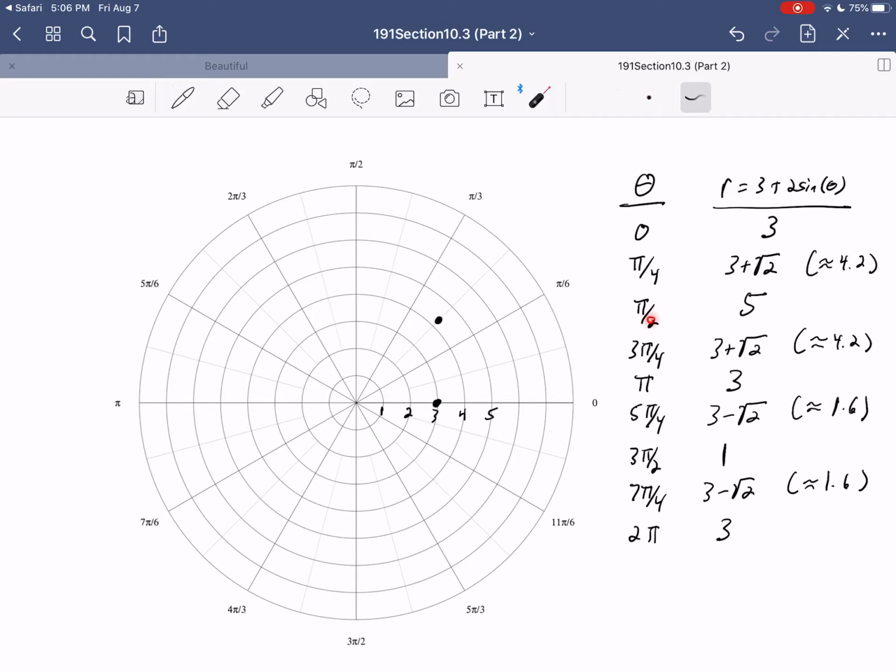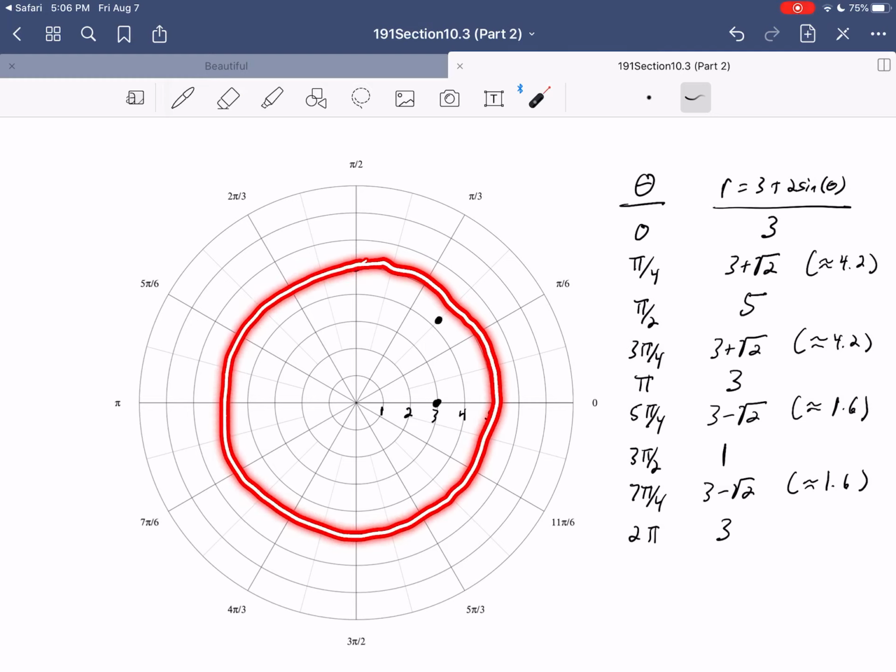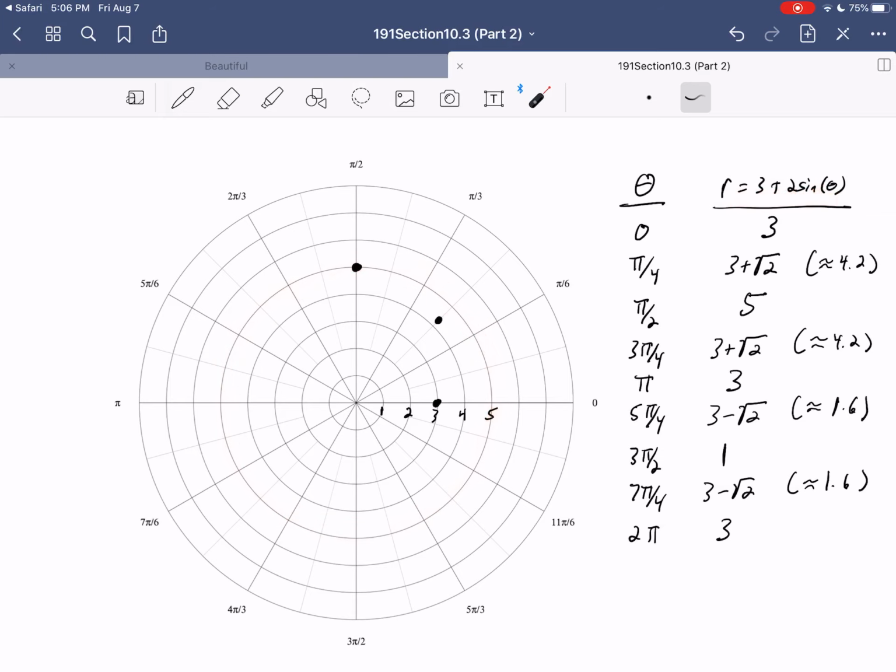Then at pi over 2, so facing directly up the y-axis, we have a radius of 5. So 1, 2, 3, 4, 5. Looks like we should be right there. Notice you can also use a little bit of common sense to realize that that's the maximum radius. So our entire graph should live inside of this circle here because the biggest sine can ever be is 1. 2 times 1 is 2, plus 3 is 5. The biggest our overall radius can be is 5 there. At 3 pi over 4, we get 4.2, which means that we're getting something right about there. So we should have a point right there.